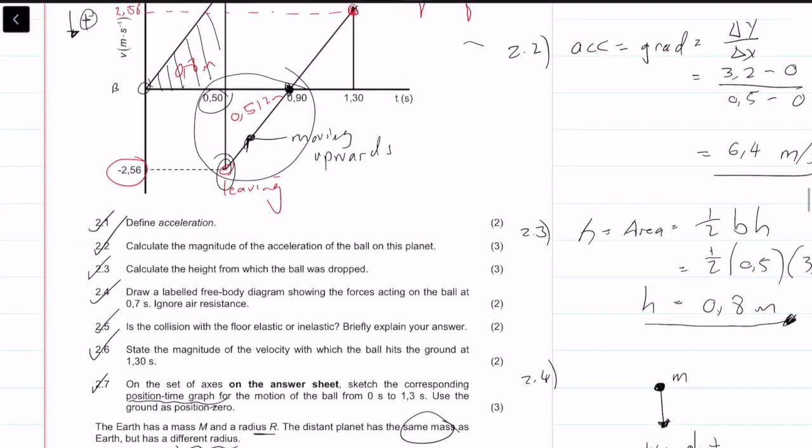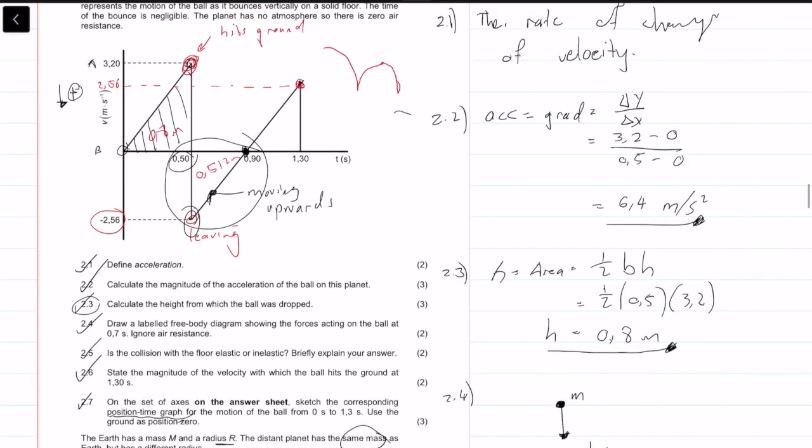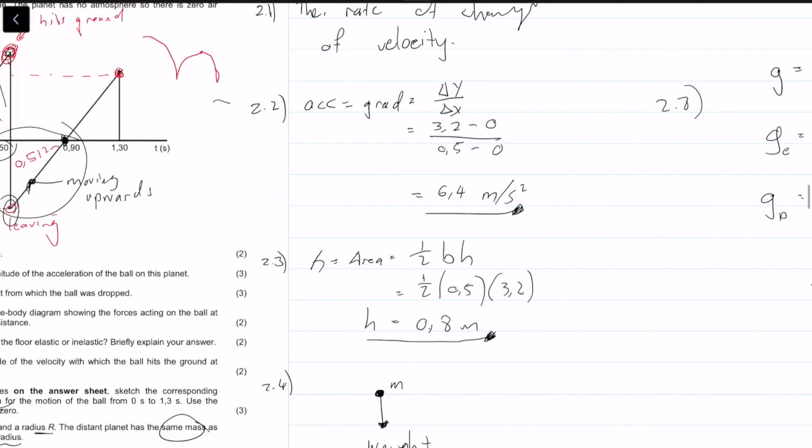over two questions from this previous video that I just made. Okay, so I want to go over question 2.3. It said calculate the height from which the ball was dropped. We used the area under the graph to calculate this height, but you could have also used UVATs because it's undergoing constant acceleration. So for 2.3 we could have also used UVATs.